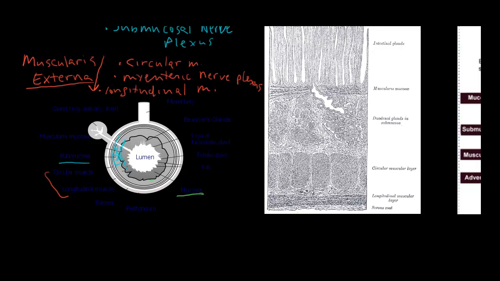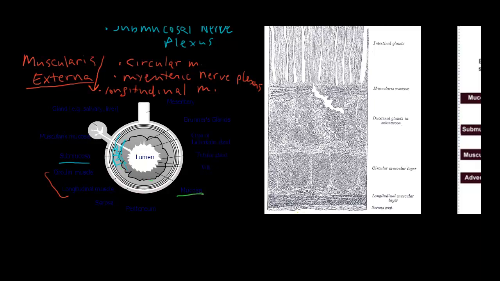And the submucosa, as the name implies, is below the mucosa. And as we talked about, it contains blood vessels and lymphatic vessels, as well as a submucosal nerve plexus, which will interact with glands and the muscularis mucosa layer. It'll innervate the muscularis mucosa.